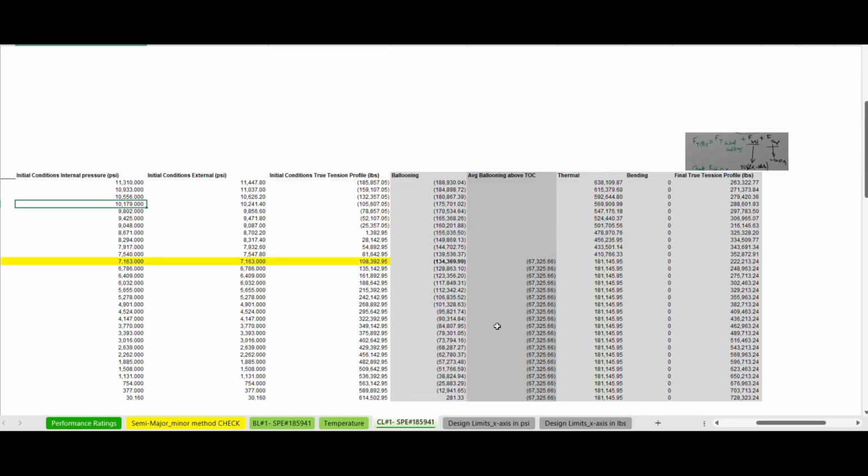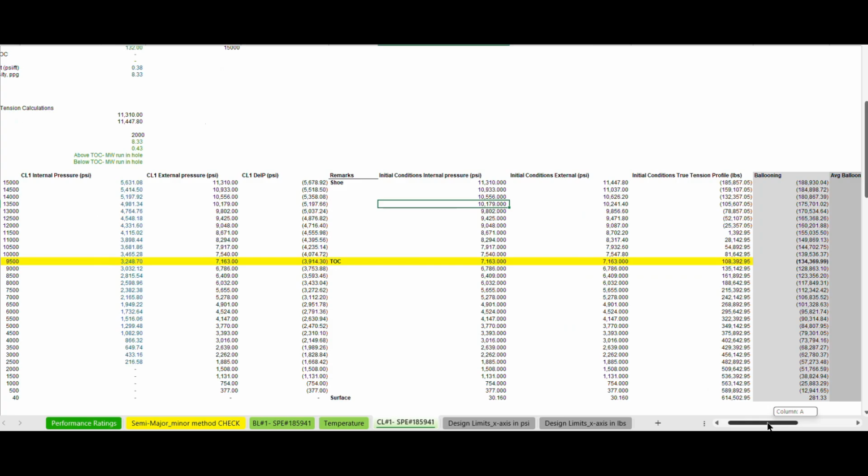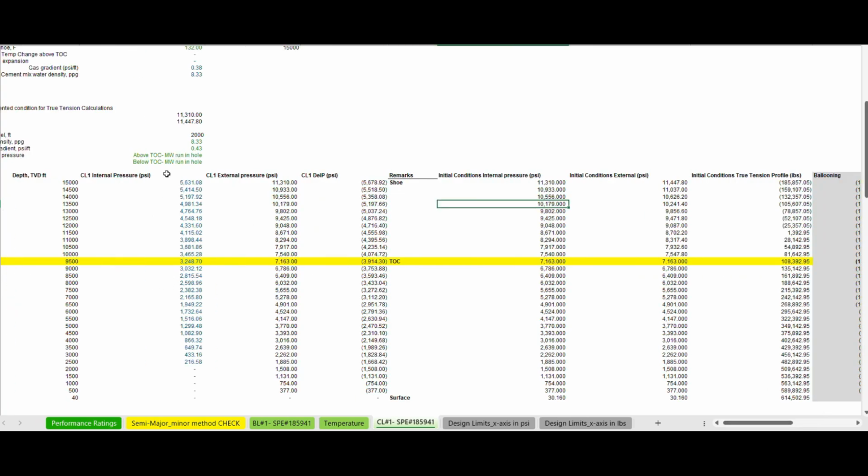So I took the calculated values from the other tab. What is different is the ballooning. Of course, now the internal pressure is lower, because on the first one you had the gas kick originating from the frac pressure at shoe, the full gas to surface, sorry, so that you have a higher internal pressure. This time you have a lower internal pressure, and the external pressure is higher.